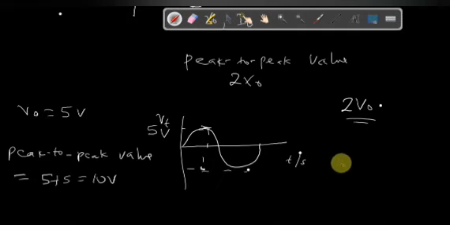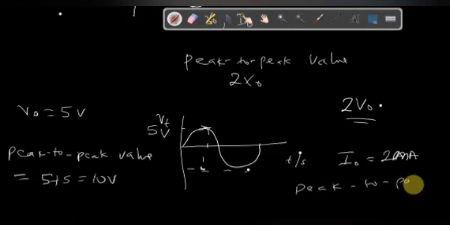That also applies for the current. So for current I naught, let's say the peak current is 2 milliamps. Then the peak-to-peak value of current is going to be 2 times 2 milliamps. So that's 4 milliamps.